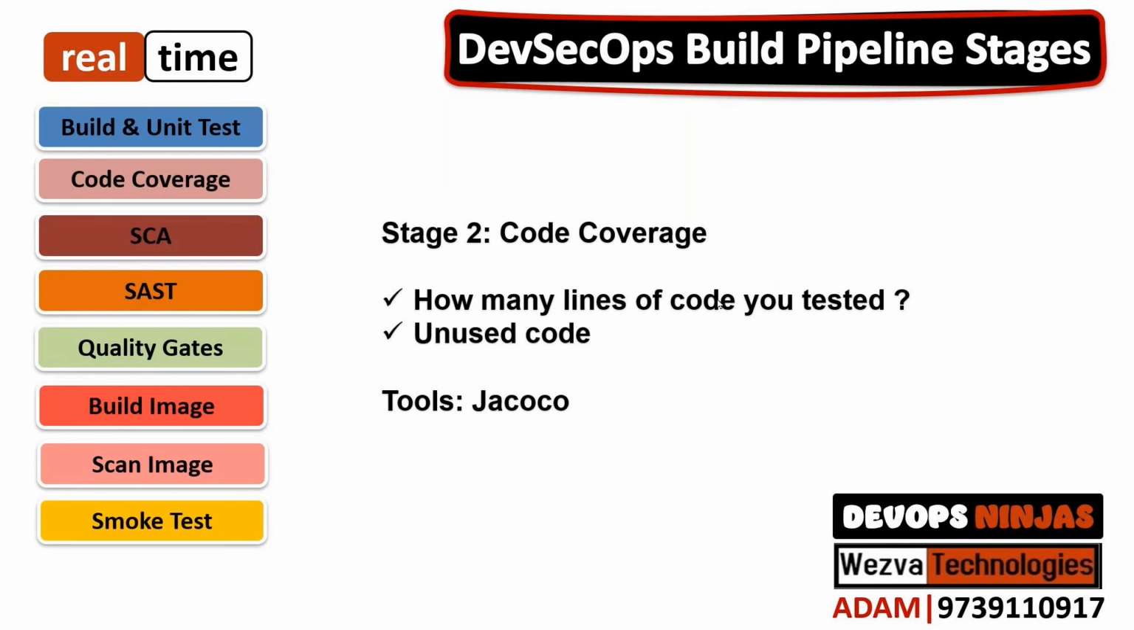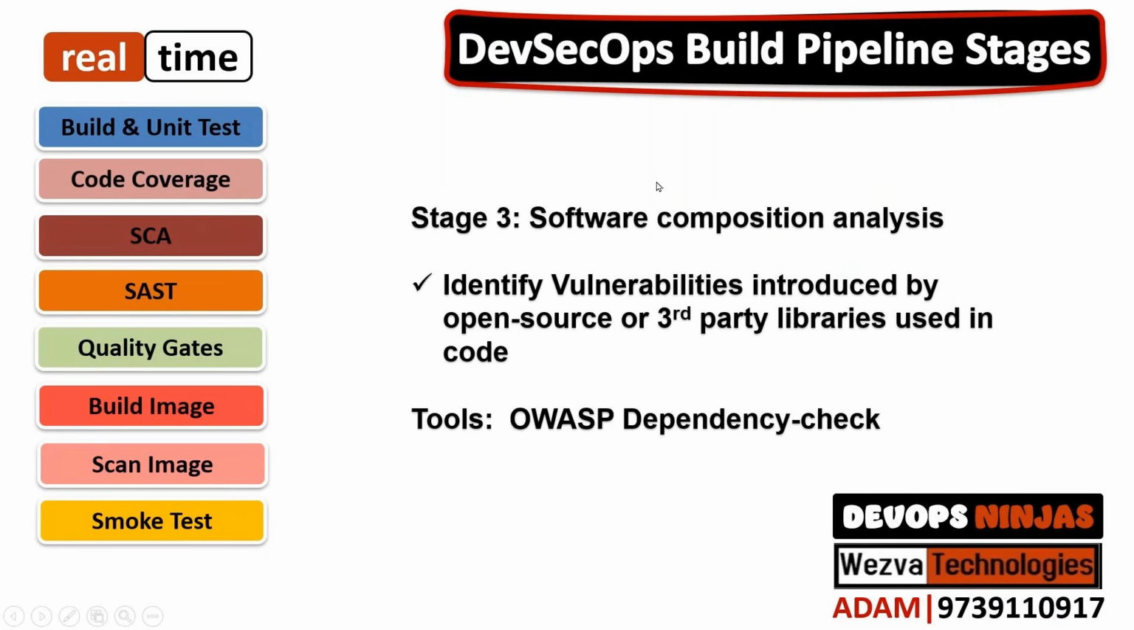All right. Now, once you complete your code coverage, the third stage we will go into is called static analysis, or we also call it software composition analysis. Okay, SCA. So what does SCA mean?